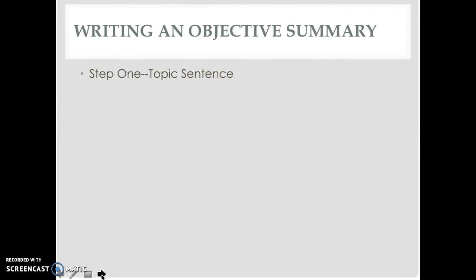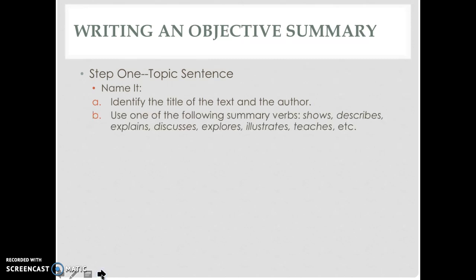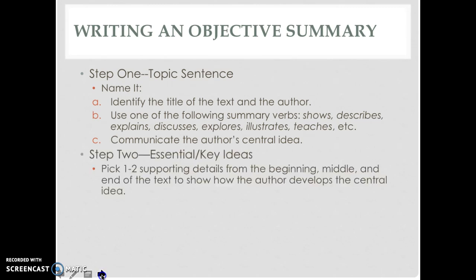All right, so when you're writing an objective summary, I'm going to go through these steps pretty quickly, and you can go back and read them if you need to when you're writing. But you're going to develop a topic sentence and identify the title and text of the author. Here's some verb choices you can use. Communicate the central idea, communicate supporting details, use your own words, and then make sure you conclude your sentence. So the objective summary should contain the beginning, middle, and end of the story.